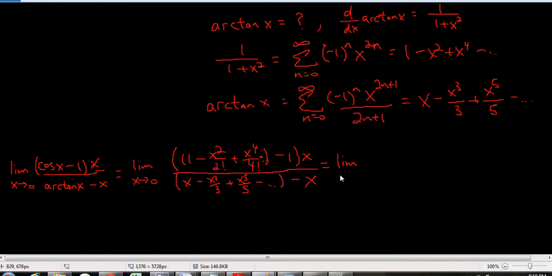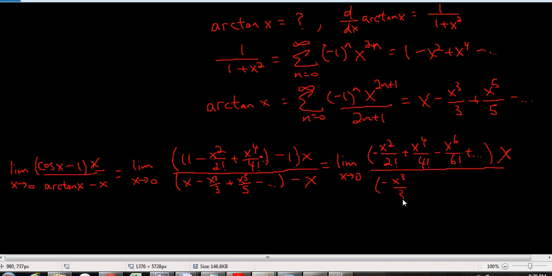So this gives me the limit as x goes to 0 of x squared over 2 factorial, and this is negative, plus x to the 4 over 4 factorial, minus x to the 6 over 6 factorial, and then plus dot dot dot. And this is multiplied by x on the outside. This whole thing is over negative x cubed over 3 plus x to the 5 over 5 minus x to the 7 over 7 plus dot dot dot.